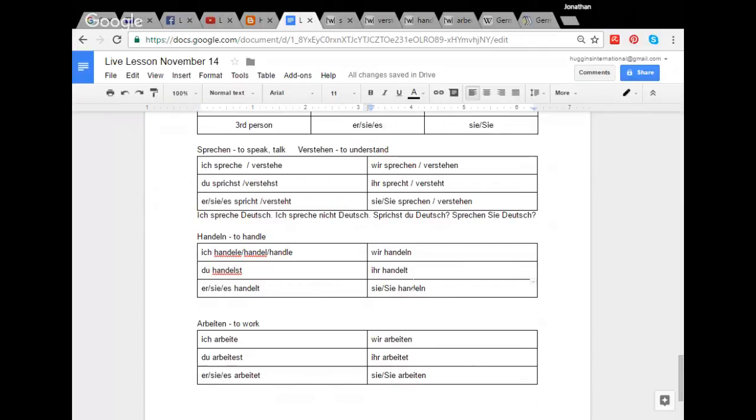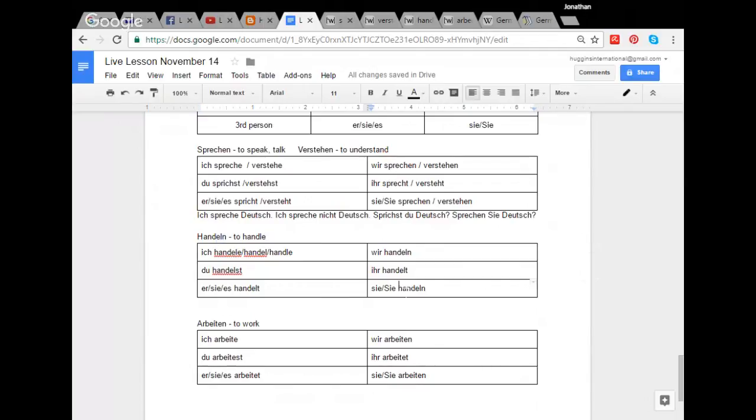So you can see this sie, er, es handelt, this ELT ending, is the same for the ihr form, handelt, and the wir and the sie forms are the same as the infinitive, handeln.